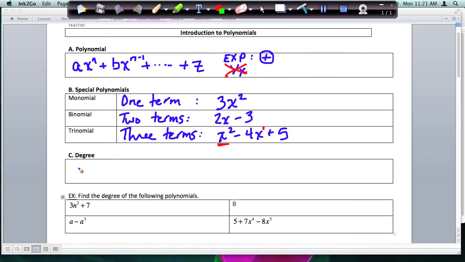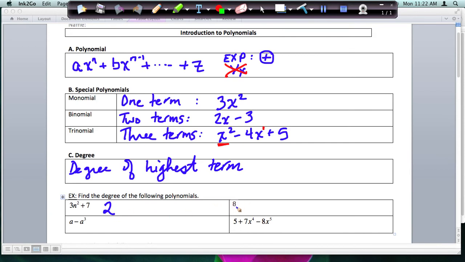So degree is the degree of highest term. And we usually write them in descending order. So see here we have x squared, x, and then no x, so we write them in order from greatest to least. So if we look at 3n squared plus 7, it says find the degree. The highest term is n squared, and that degree is 2, so this is of degree 2.